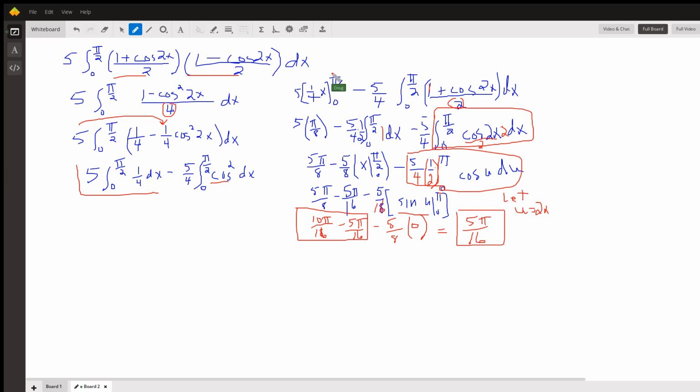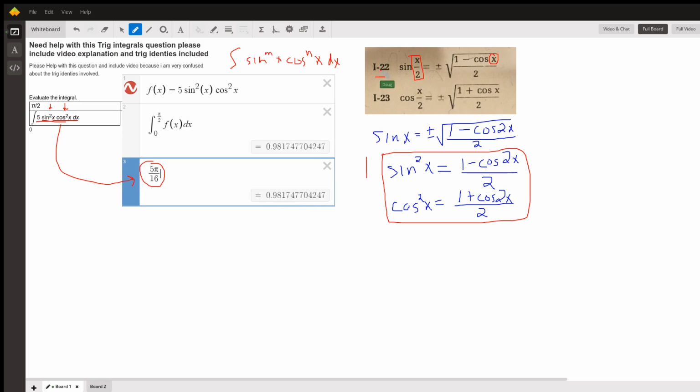Okay, so I didn't talk all the way through this. You might want to pause the video and copy down some of the work and see if you can figure out what's going on. But that's the key, is using these half-angle identities when you want to get rid of a pair of even exponents involving sine to the nth times cosine to the nth.